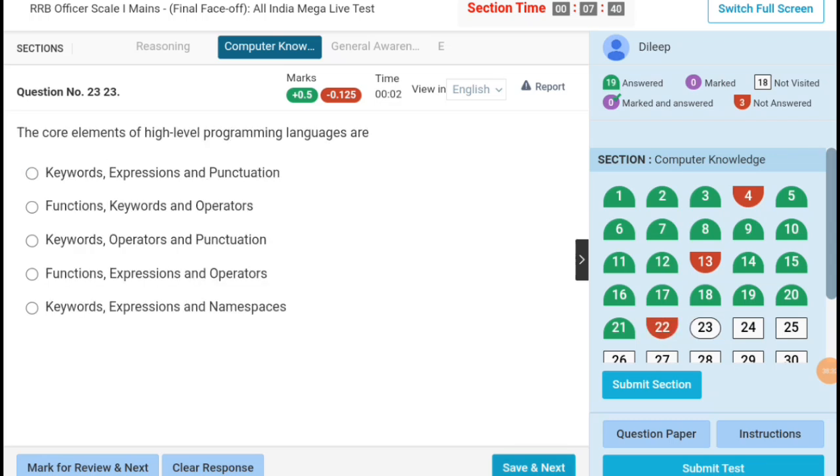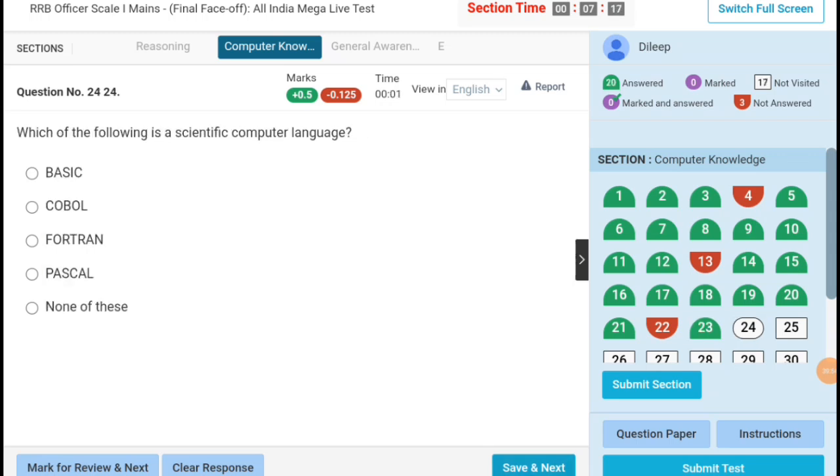Next, the core elements of high level programming languages are, I think, functions, expressions and operators. Next, which of the following is a scientific computer language? Fortran. I have doubt on this. I think Fortran or Basic.